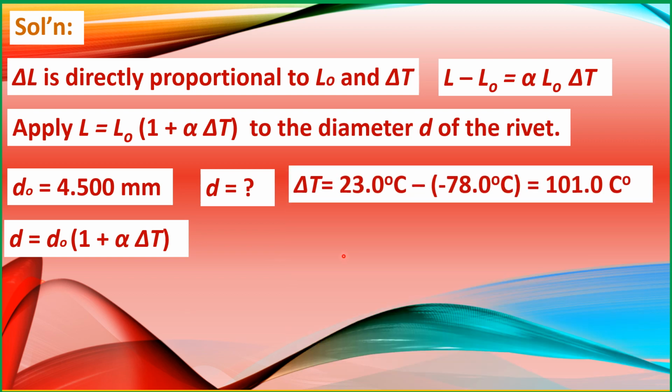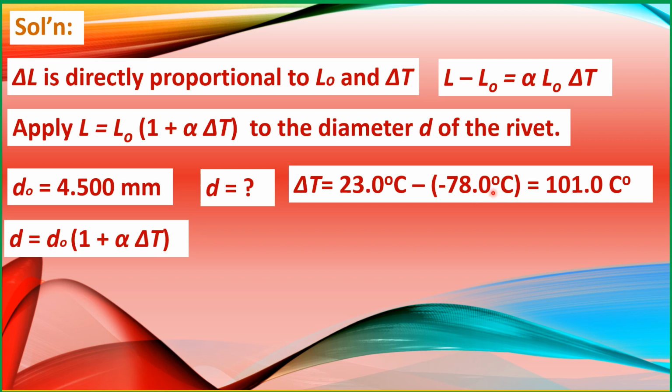But before that, we first determine the change in temperature. So this is exactly what I meant. Delta T, which is defined as the final temperature minus the initial temperature. Okay? 23.0 degrees Celsius is the final temperature minus the initial, which is negative 78.0 degrees Celsius.